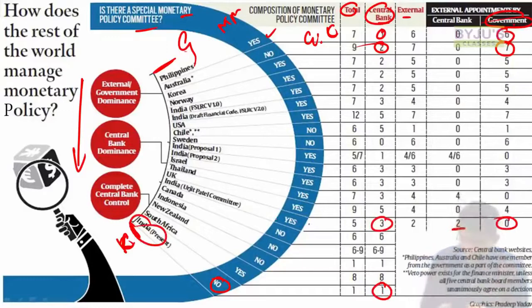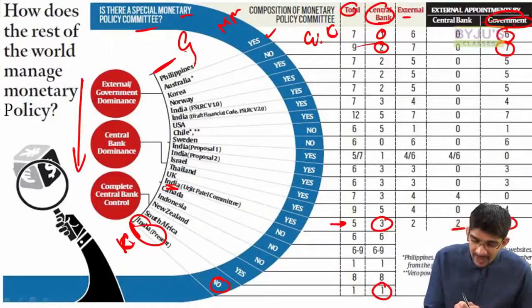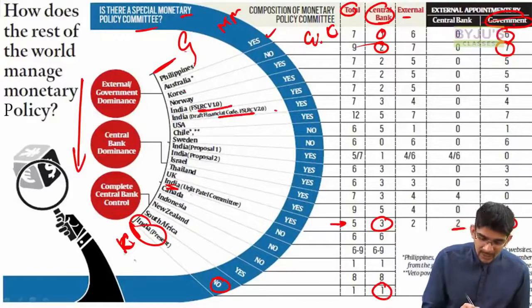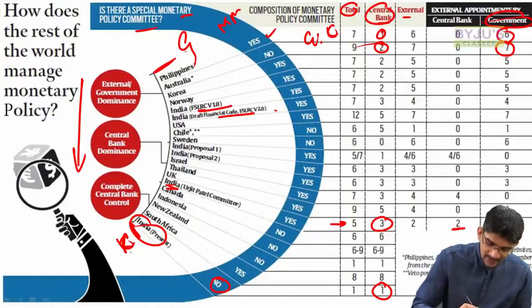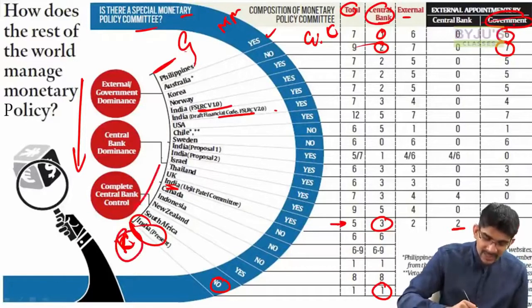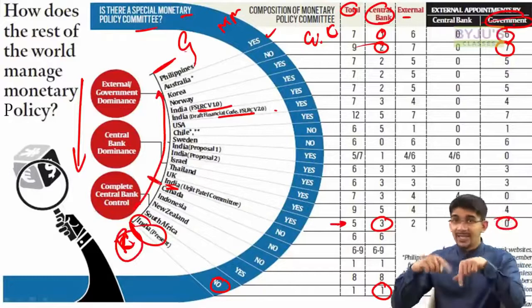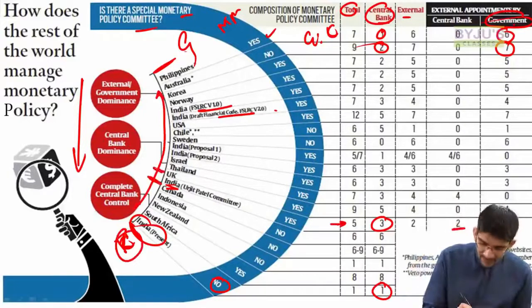Now, if you see Urjit Patel committee's recommendation, that would put India somewhere in this spot, which means less independence, not completely independent. However, if you go for the FSLRC versions, we'll be all the way here, mostly under government control. So currently, we are all the way here with complete central bank independence. Government is trying to push us all the way here. Urjit Patel is saying we'll stand somewhere here. Under the new proposed architecture, we'll come somewhere in this range.